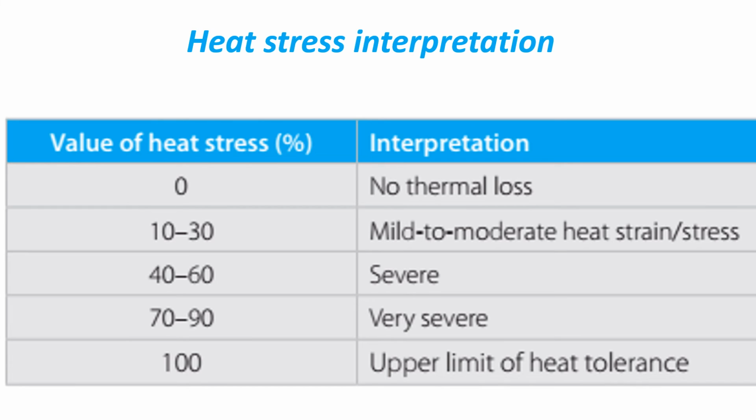Heat stress interpretation: if it is 0, no thermal strain. 10 to 30, mild to moderate heat strain or stress. 40 to 60, severe. 70 to 90, very severe. 100, upper limit of heat tolerance.